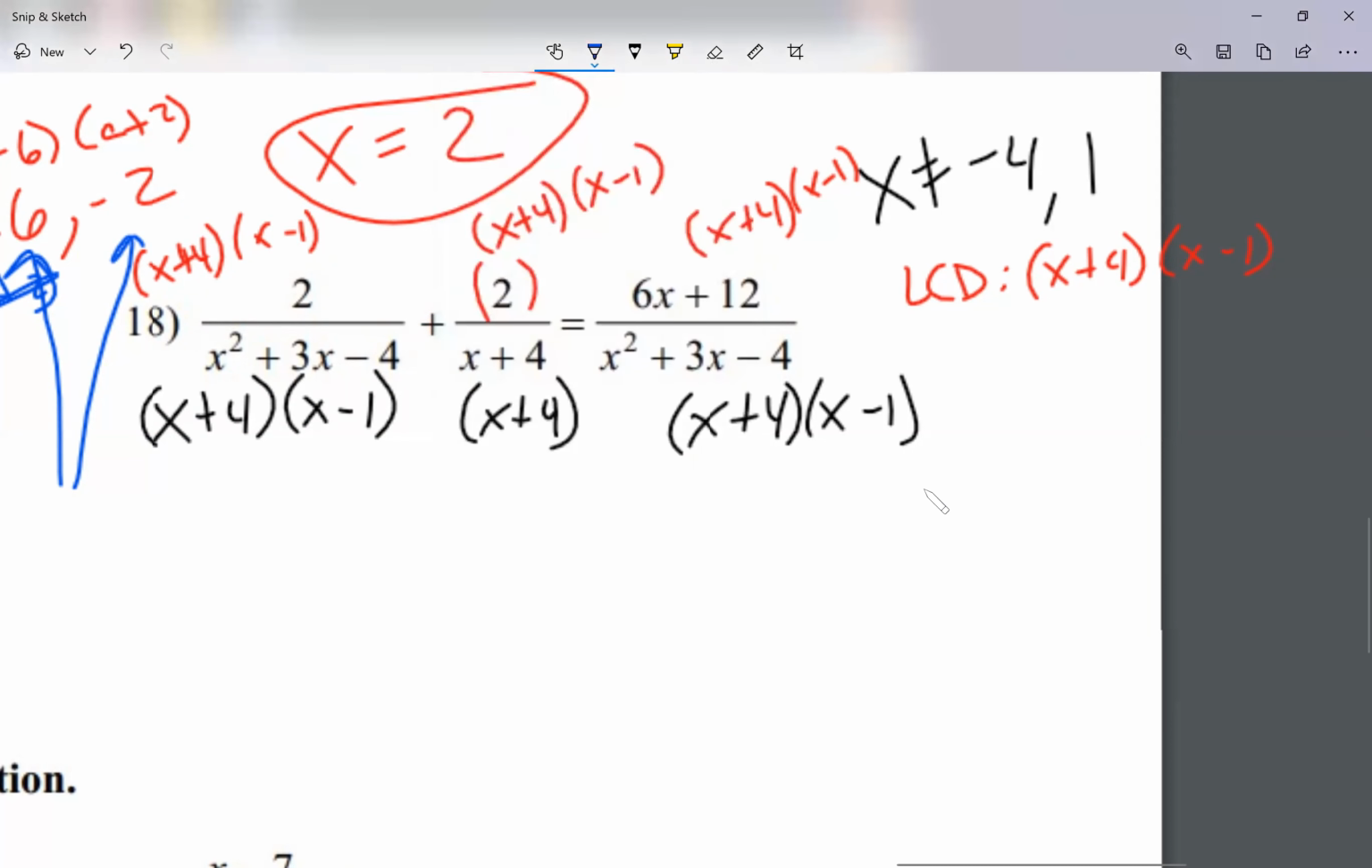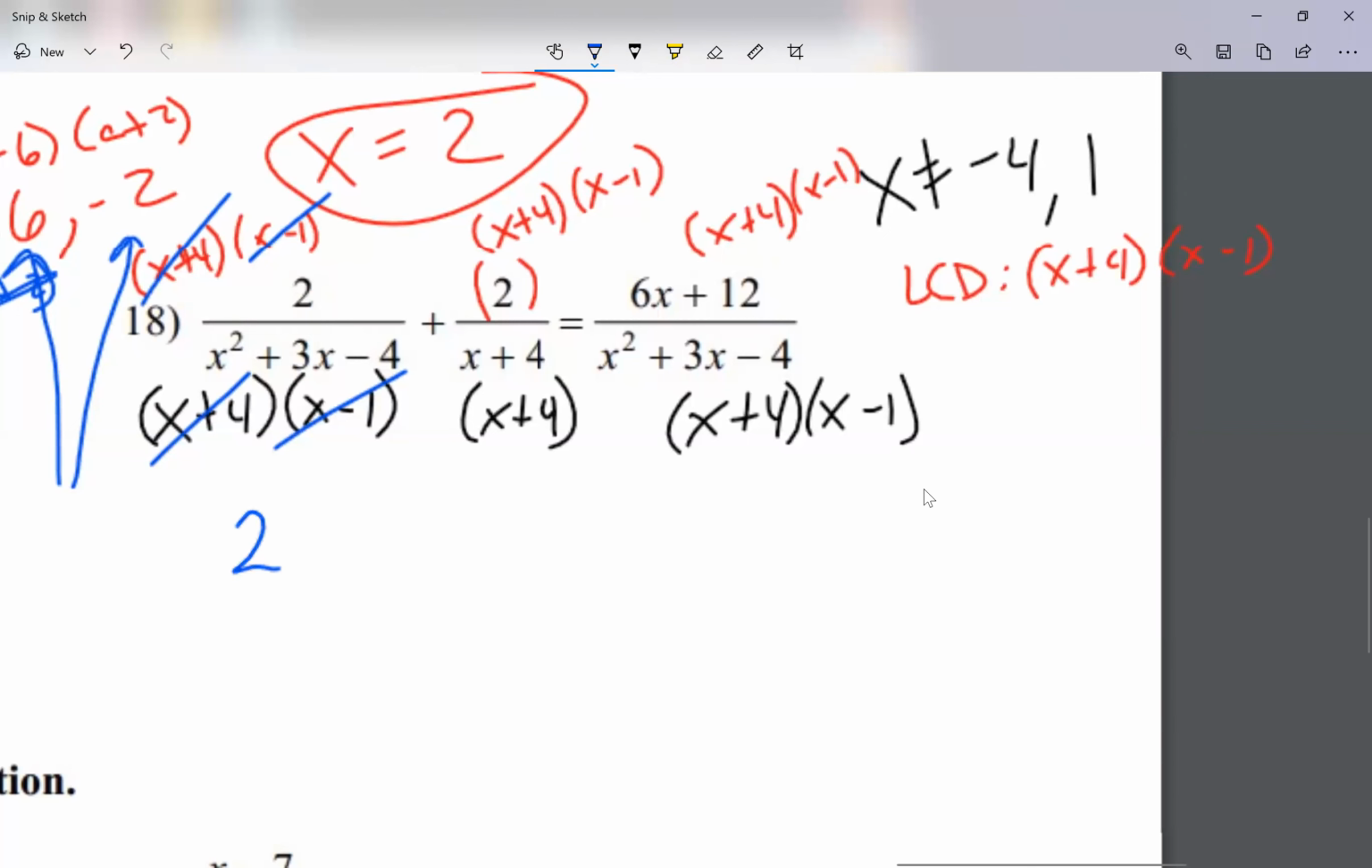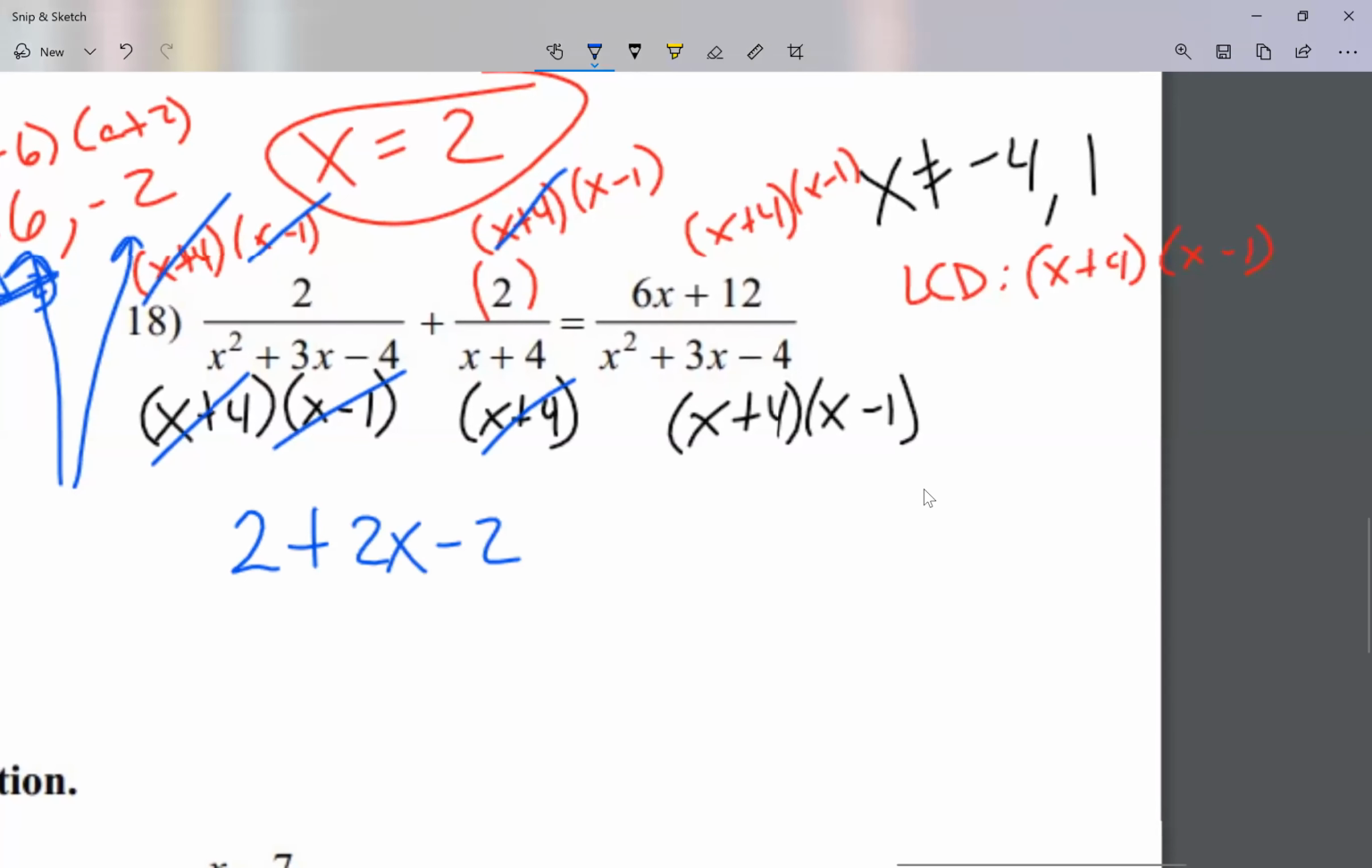Now let me cancel what I can. On the first fraction, this x plus 4 with this x plus 4, this x minus 1 with this x minus 1, and then I just get a 2. On the second fraction, I cancel the x plus 4, but I have to multiply the parentheses that I did not cancel. So I see a 2 and an x minus 1. So let me distribute the 2. So that gives me 2x minus 2. This is equal to. Now on this last fraction, I cancel the x plus 4s, cancel the x minus 1. Let me copy what I did not cancel. So I did not cancel the 6x plus 12.